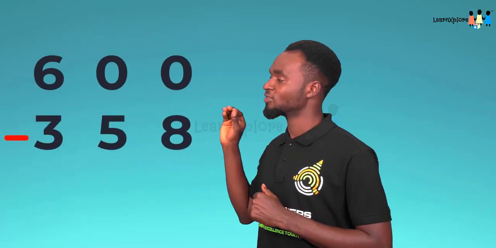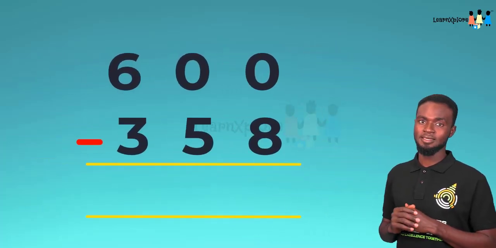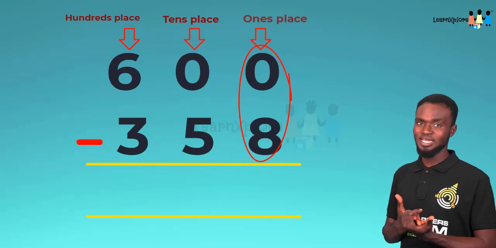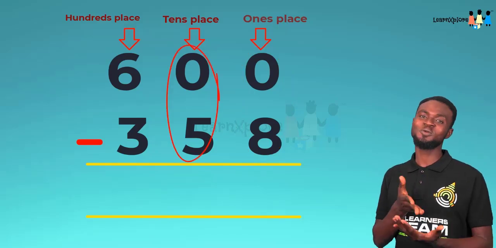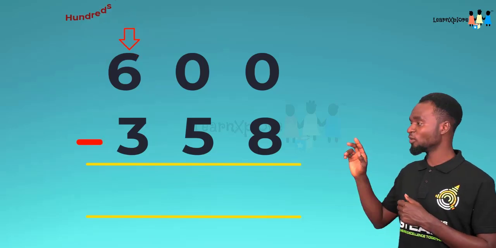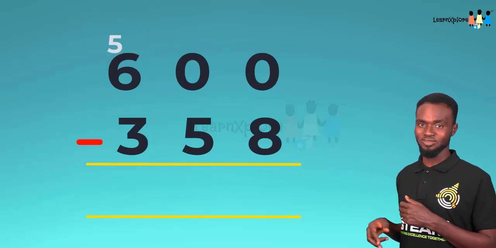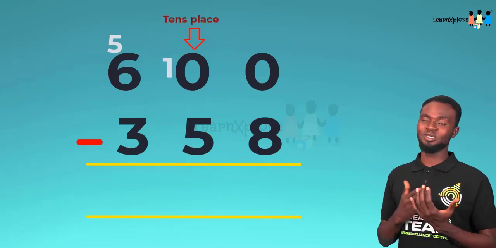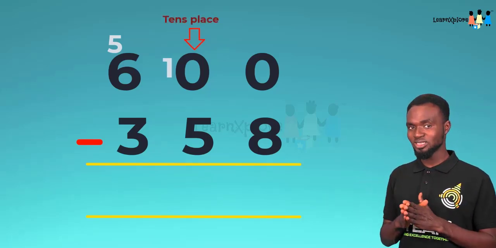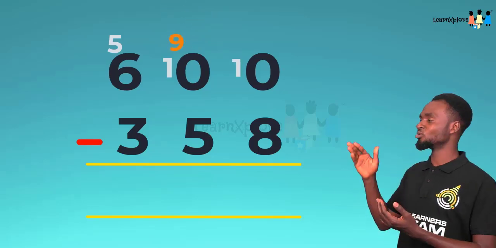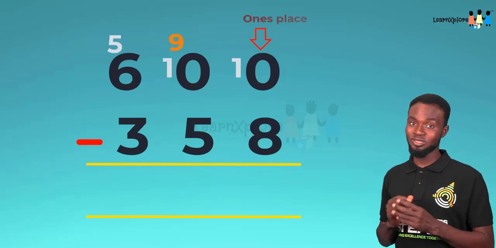Finally, we have 600 minus 358. Now in the ones place you have 0 on top, but you cannot remove 8 from 0. And the next column is also a 0. So you have to go to the hundreds column, which is 6. Removing 1 from 6 becomes 5. You add the 1 to the 0 in the tens place, it becomes 10. But that's not where you are subtracting, so you remove 1 again, it becomes 9. You take the 1 to the 0 in the ones place, it becomes 10.